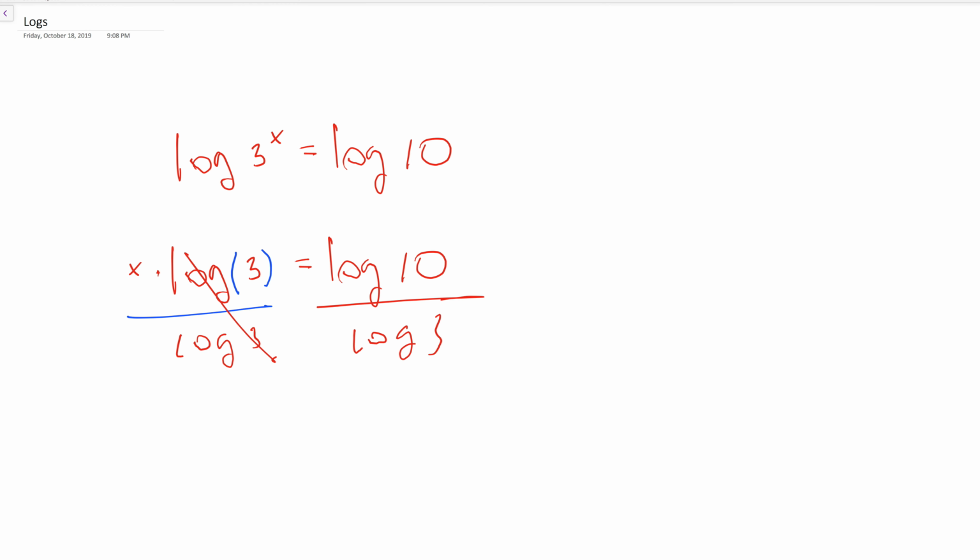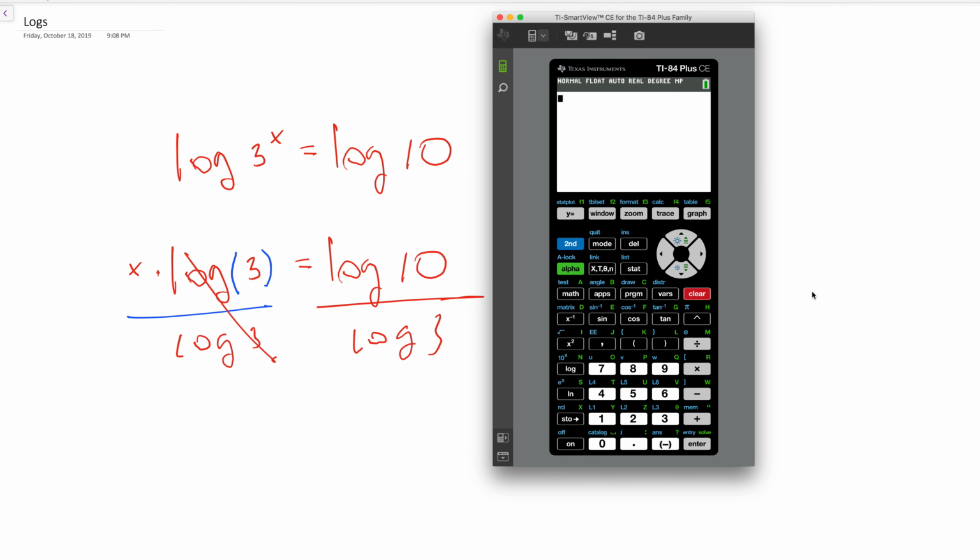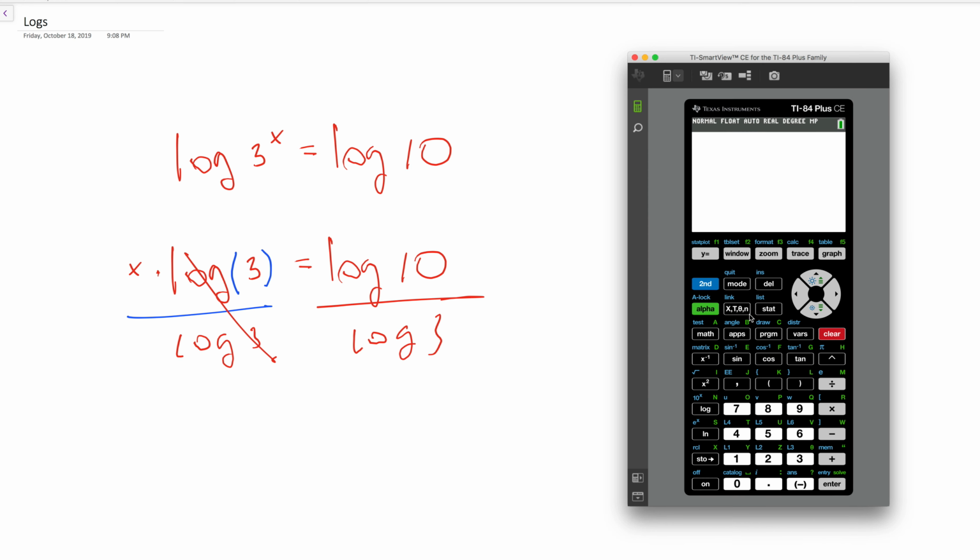So logs allow you to isolate exponents. We take out our handy dandy calculators and we go log 10, hit enter so we don't have to do a bunch of parentheses, and then divided by log 3, and you don't have to close it, and you find that it's 2.095. Do you have that long number in your calculator? All right, hold on one second.